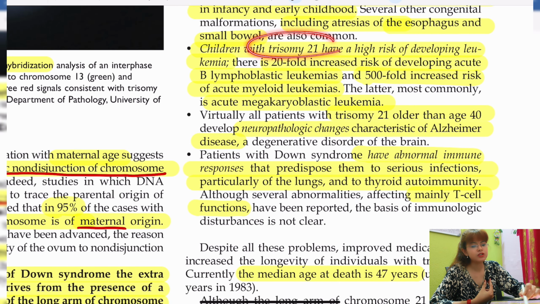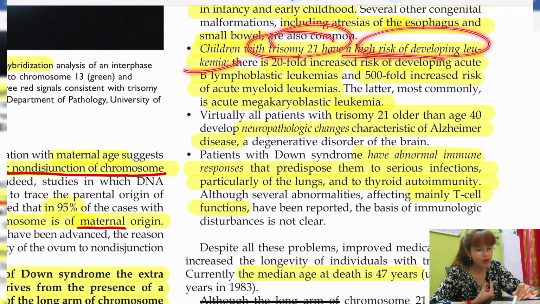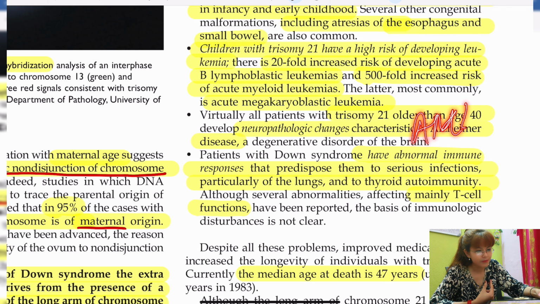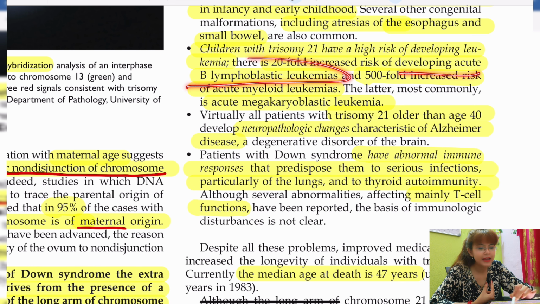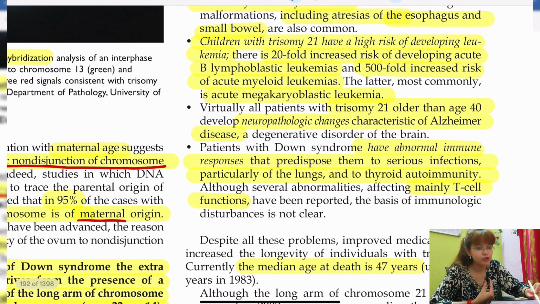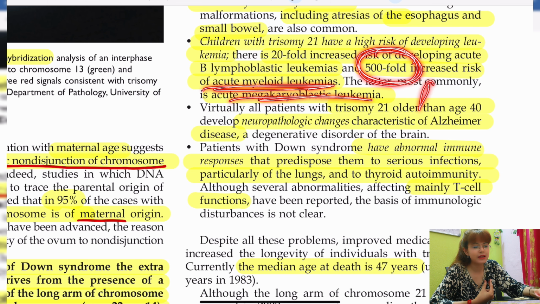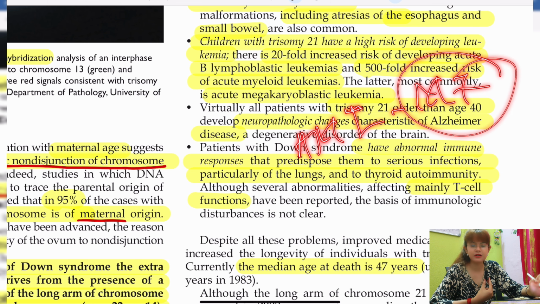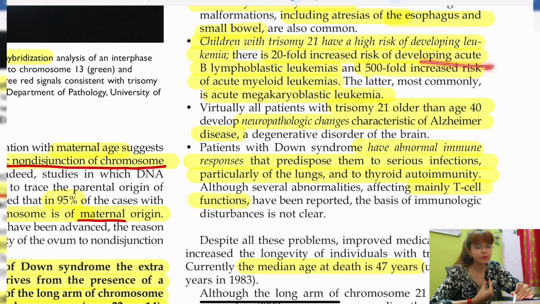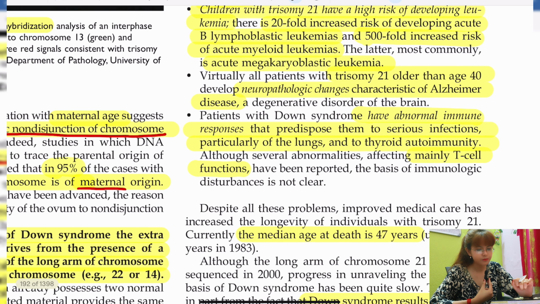Very important, these patients have an increased risk of developing leukemia. What kind of leukemia? It is basically AML M7, the megakaryocytic type, and they also have a 20-fold increased risk of acute B lymphoblastic leukemia. So a 500-fold increase means this is the most common type, which is AML M7. This has the highest predilection, and then acute B lymphoblastic leukemia also has an increased risk.